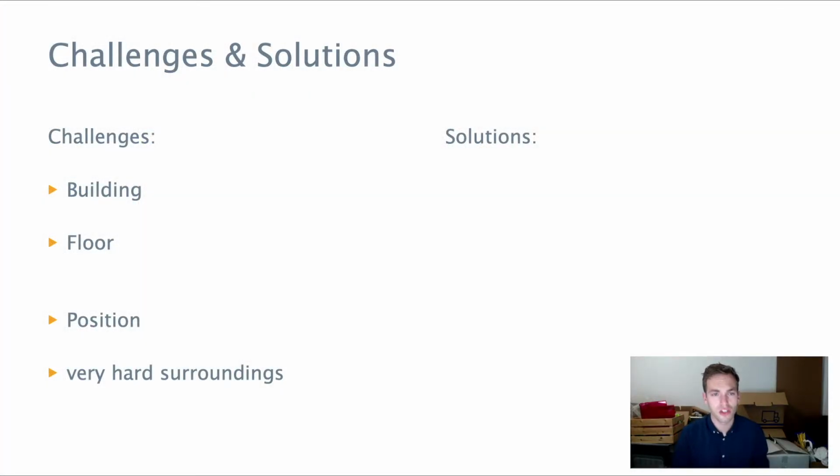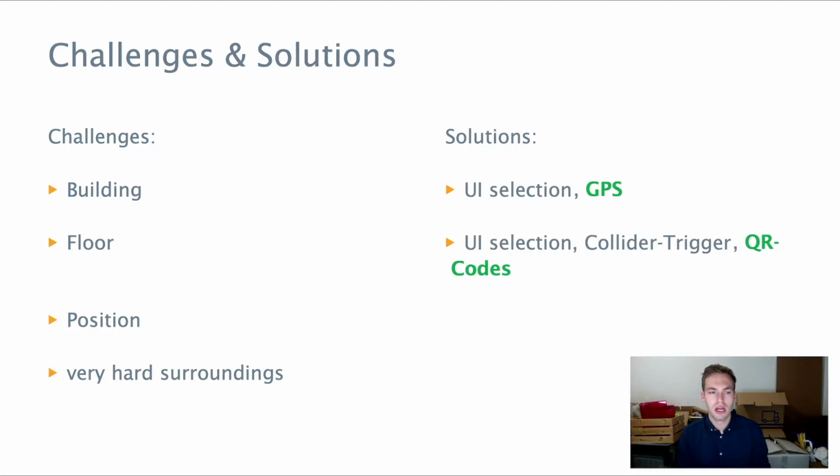Then there are different challenges for how to cope with the different units used during navigation, how to find the position in this unit. For example, for the building, we do it by area selection, and an improvement would be that you also find out the building by using the GPS signal. Then the floor, we also do it by UI selection and collider trigger, and an extension will be a QR code.